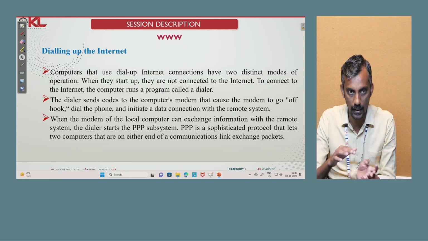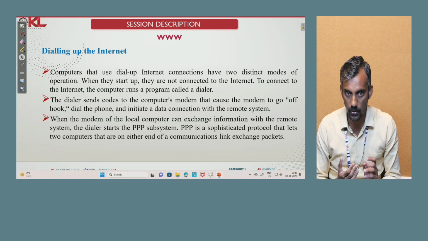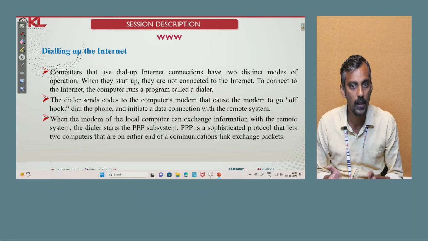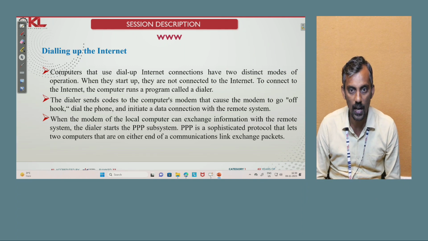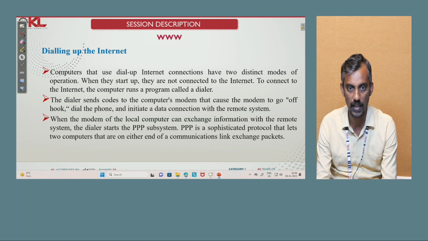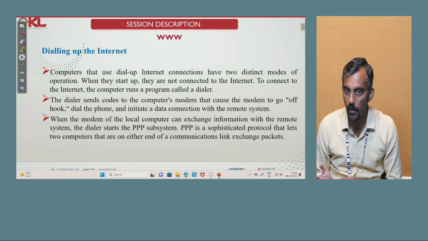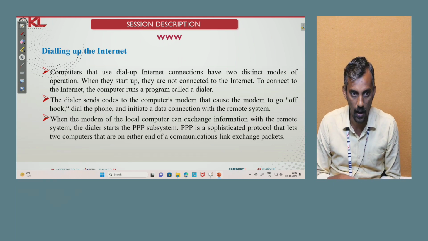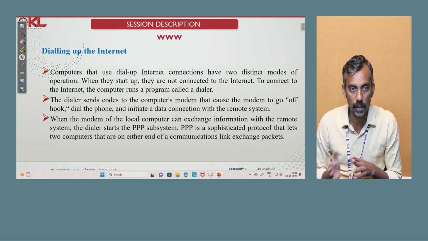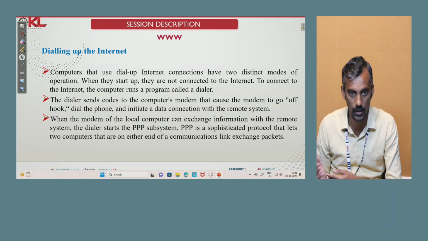After connecting, the next option is dial-up internet. Computers that use a dial-up internet connection have two distinct modes of operation. When they start up, they are not connected to the internet. To connect to the internet, the computer runs a program called a dialer. The dialer sends a code to the computer modem, which goes off hook, dials the phone and initiates the data connection to the remote system. So here you are making a data connection between your PC and the remote system.